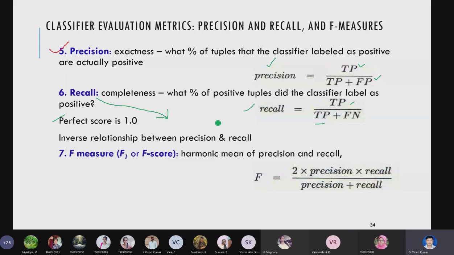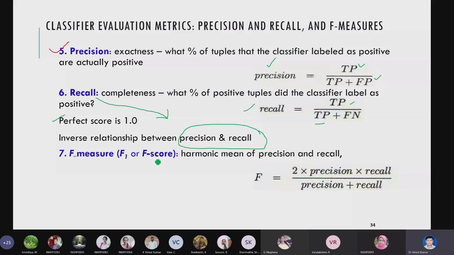So here also it is done. Recall means TP upon TP plus FN. There is an inverse relationship between precision and recall. We use this method and we call it the F measure or F score.